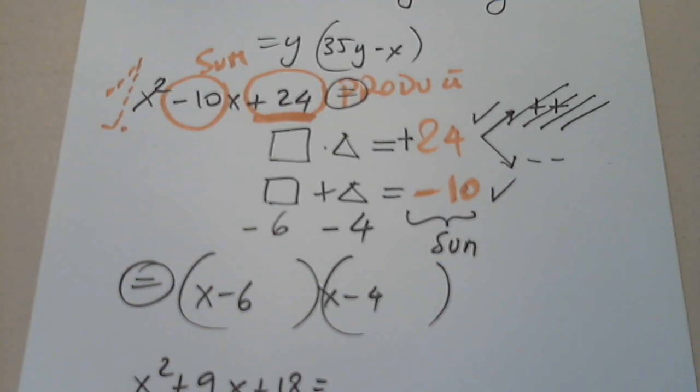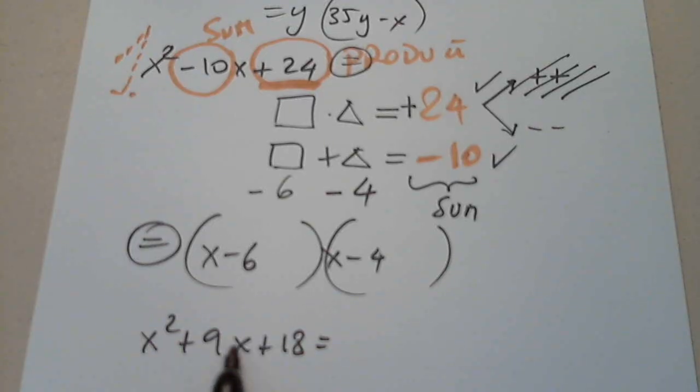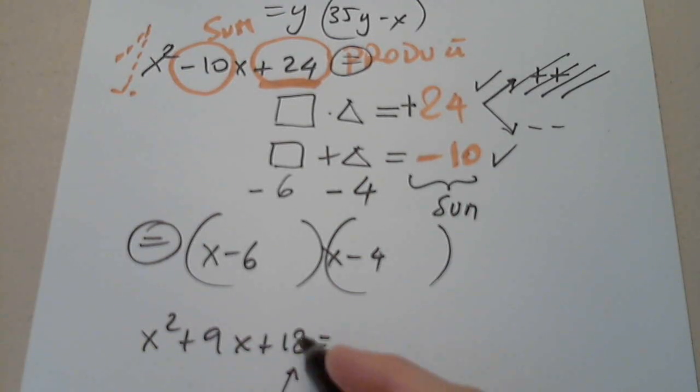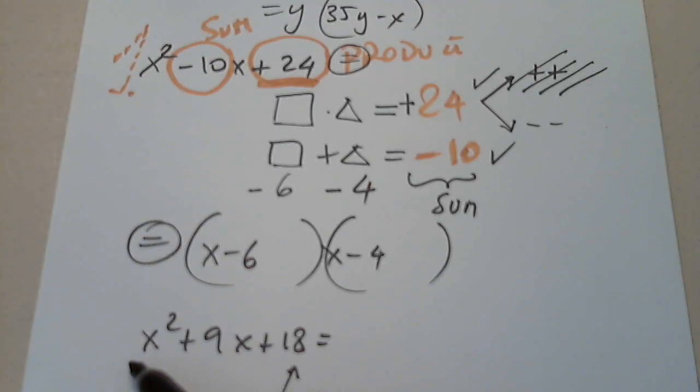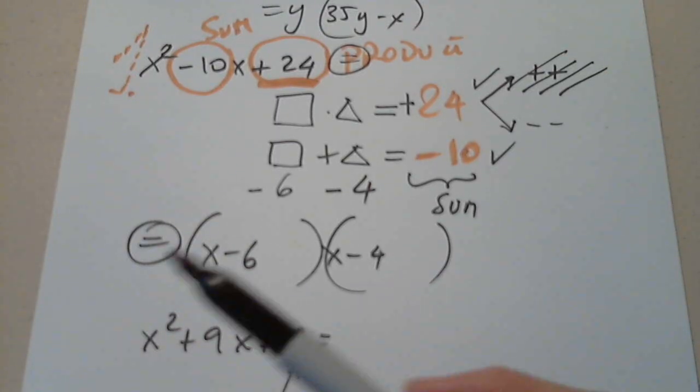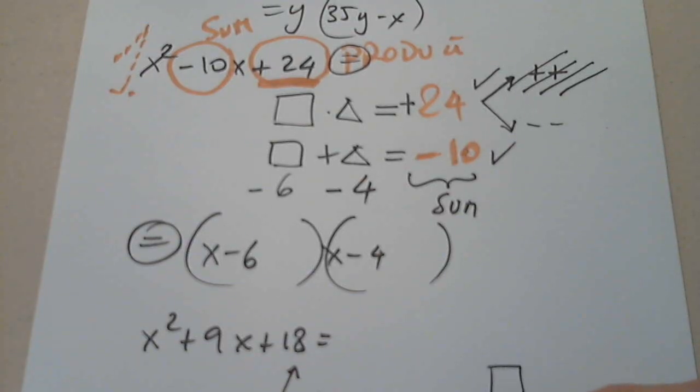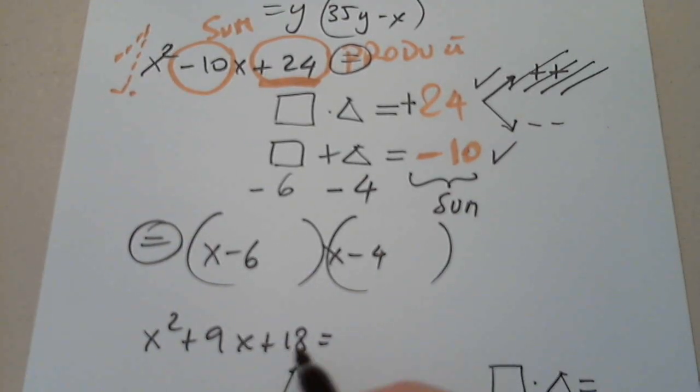Excellent. Descending order, no greatest common factor, no negative leading coefficient. A special product is not applicable because this is not a perfect square. Is 1 the leading coefficient? Yes. So we are looking to find two numbers whose product is 18 and whose sum is 9.